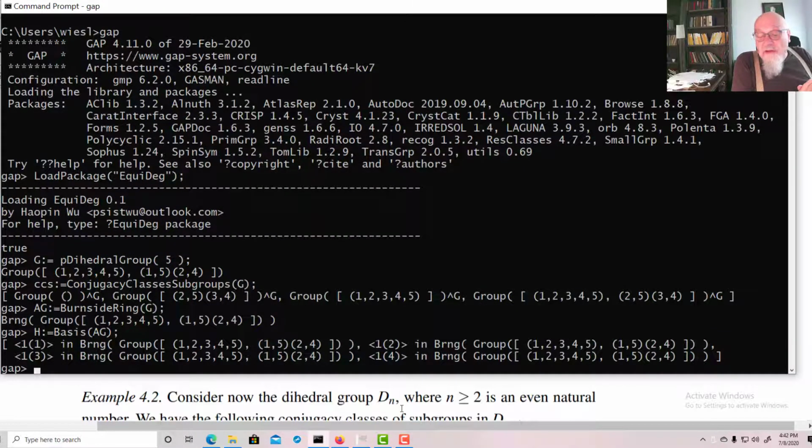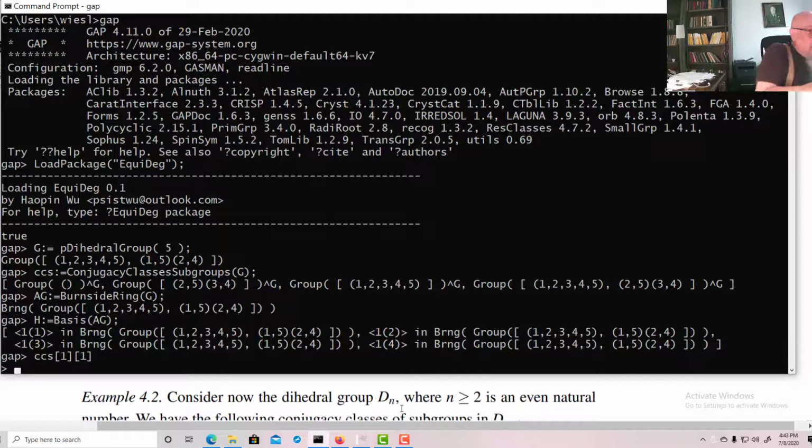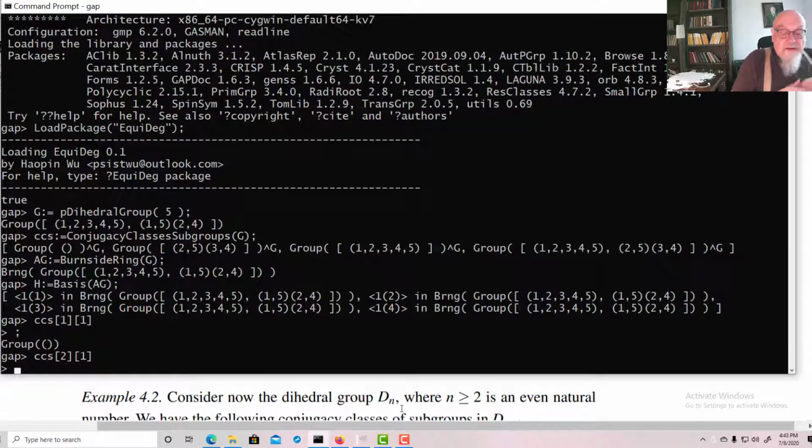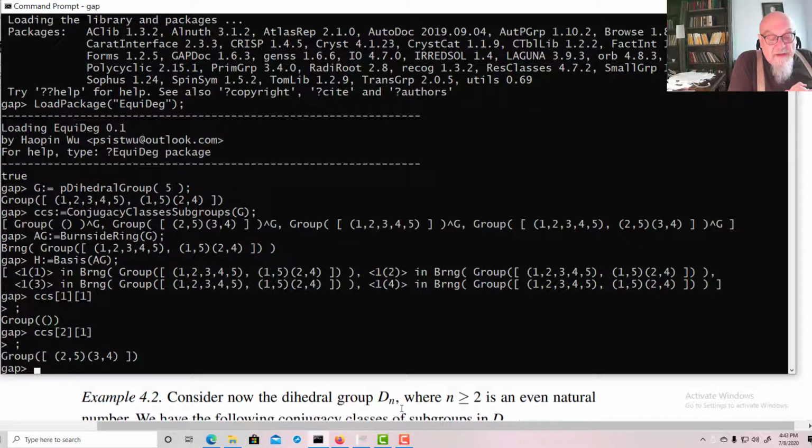So you can see bases. So how many conjugacy classes? So conjugacy classes 1 and take 1. What is this? This is exactly the trivial group. Then if you take the second one, then you can see that this is given by the permutation which is 2, 5, 3, 4. Can you guess what is this particular permutation?